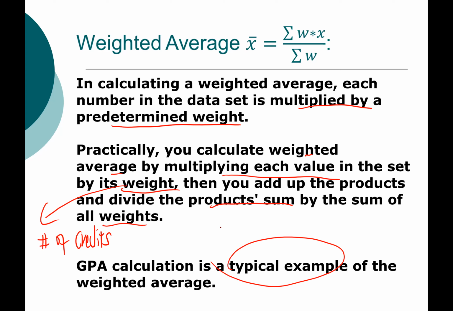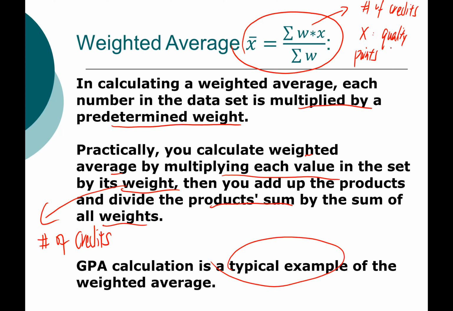Okay, we're going to look at it right now. This is the formula we are going to use. In the GPA case, W represents the number of credits of each course, and X represents the quality points of the grade earned. Your grade determines your GPA, as well as the number of credits for each course.